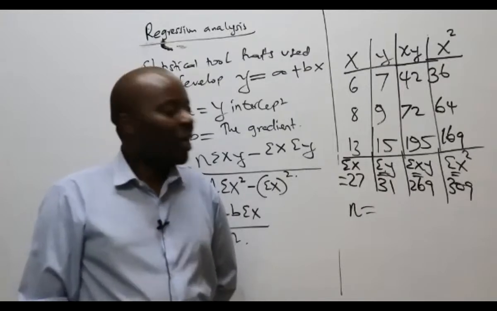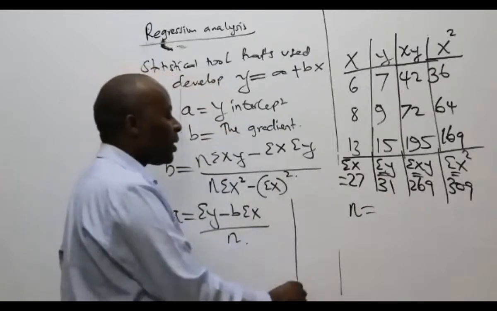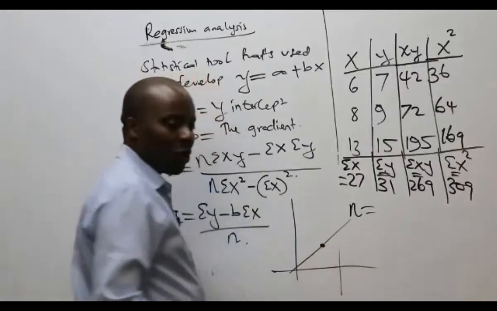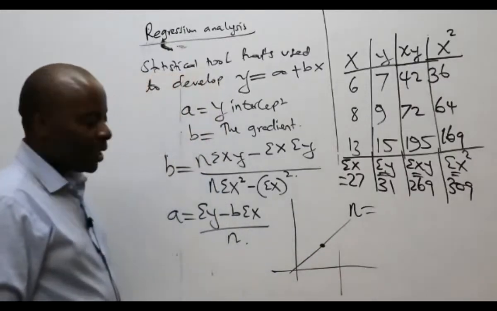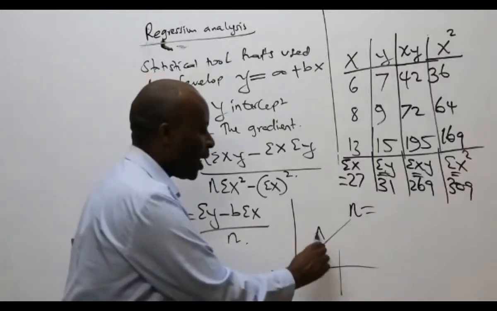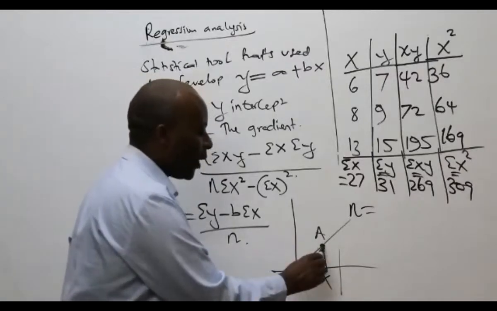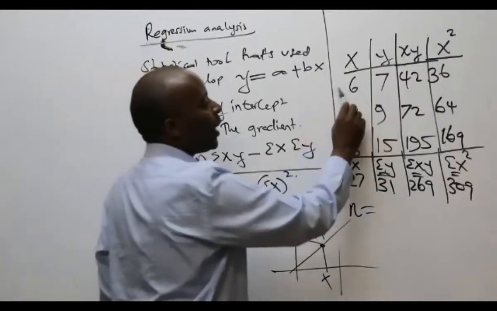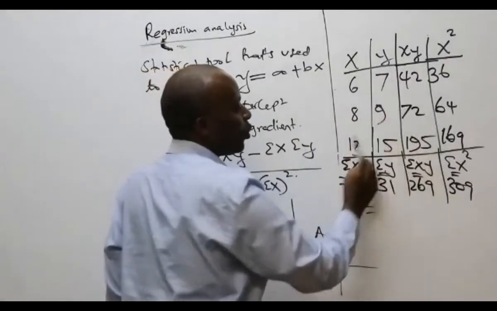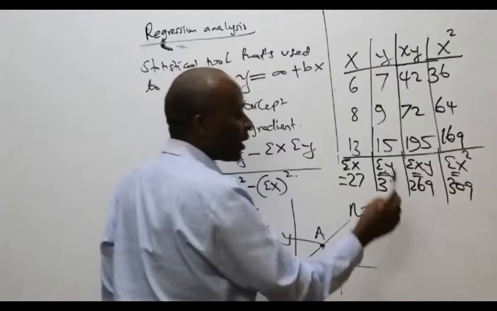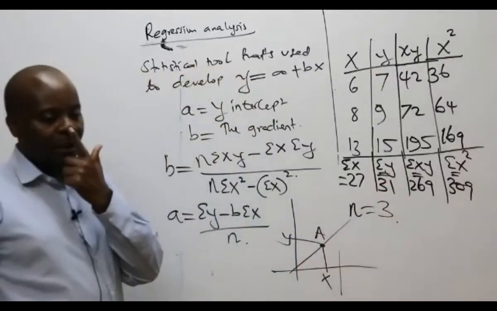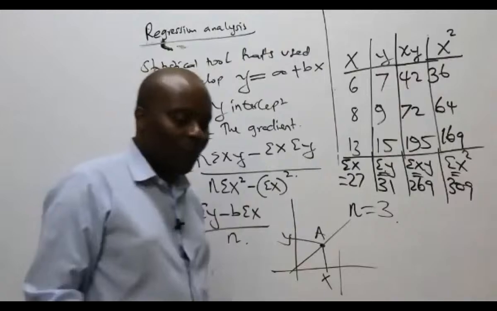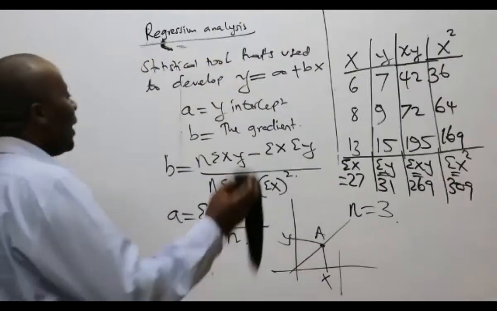Remember on a Cartesian plane, this is how our points look. If this is point A, it has an x coordinate and a y coordinate. So when you see this xy, this is point number 1, point number 2, point number 3. They are correct. n is 3. Please don't count the totals.